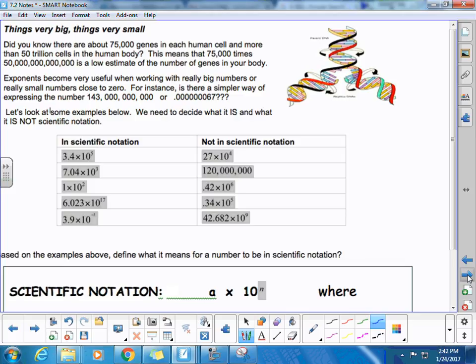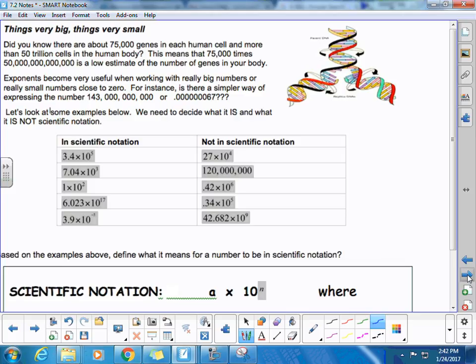So exponents become very useful when writing numbers that are either really, really big or really small numbers close to zero. For instance, is there a simpler way of writing the number 143,000,000,000 or 0.0000000067? So there is. Let's take a look at some examples below, and we need to decide what is and what is not scientific notation.